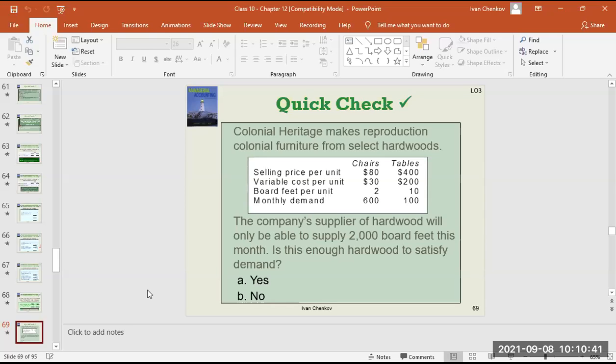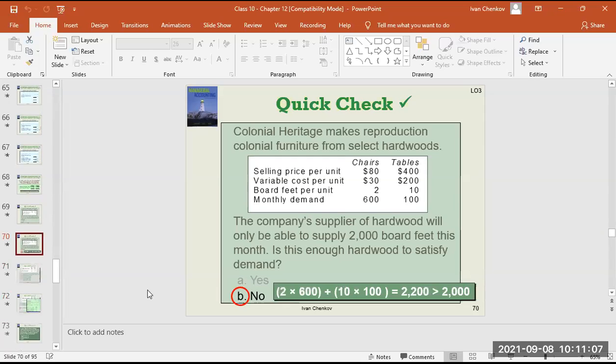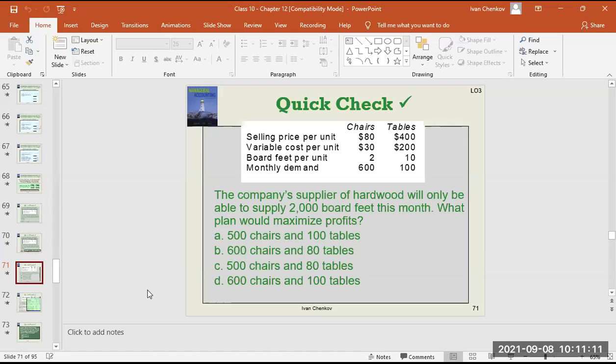And for the tables, the demand is 100 tables, and we need 10 board feet for one table. So that means another 1,000. So 1,200 plus 1,000, that's 2,200 board feet. But the supplier can provide only 2,000. So we are short 200 board feet. Do we have enough hardwood to satisfy the demand? Clearly, no. Next question.